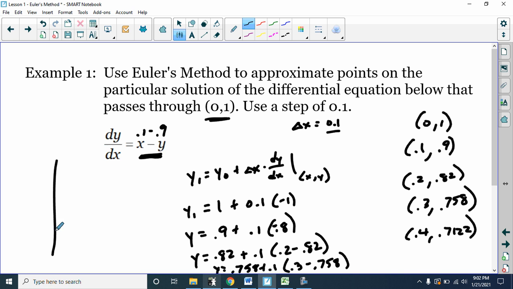If I were to sketch those points in, we don't necessarily need to, but we have a point at (0, 1), here's (0.1, 0.9), (0.2, 0.82), and so on. These points are not points on the actual curve, but they are very close to the points on the actual curve. The further and further you go, the further it'll eventually get away from the points that actually pass through this point and have this derivative.